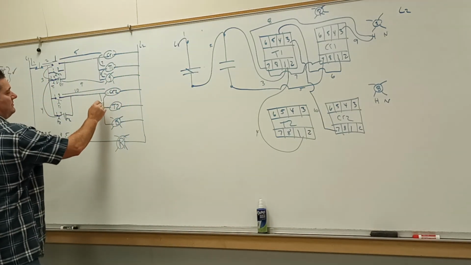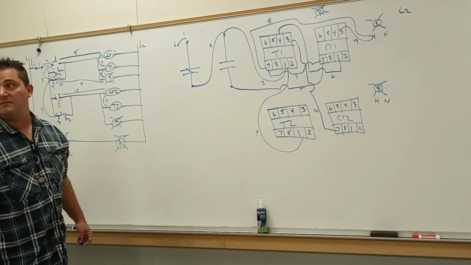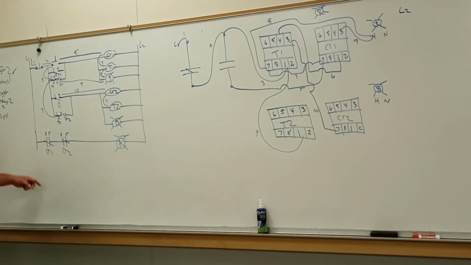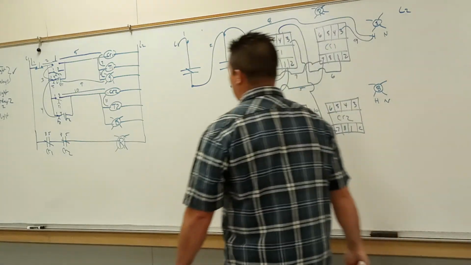Coil of CR2, coil of timer. Number 11. Another color? Can you just do another color? I was going to do this one with the black, because that's going to be the constant power. The red one doesn't work? We could try that. Okay.